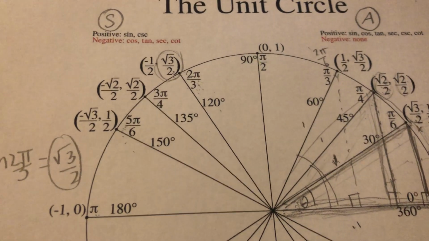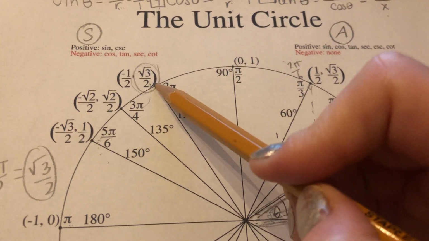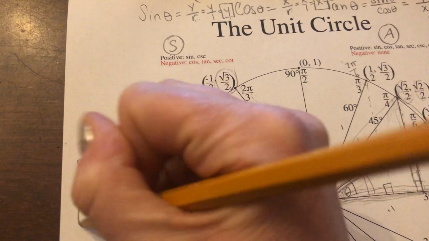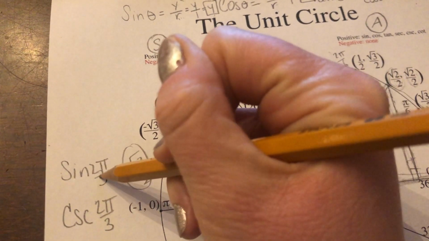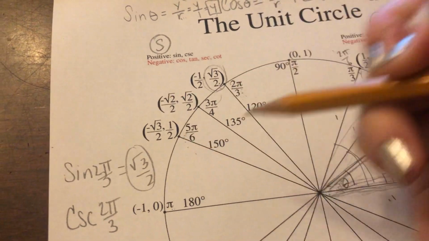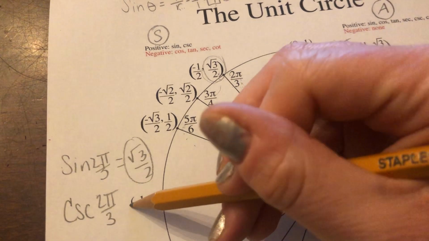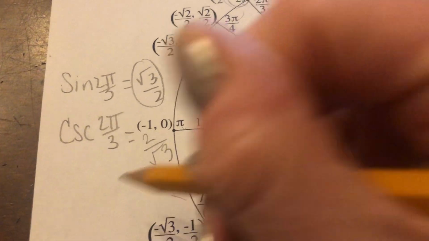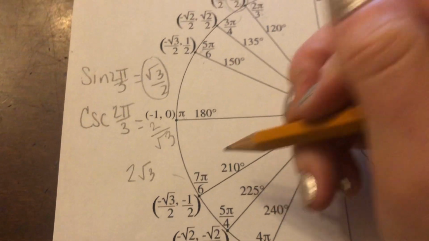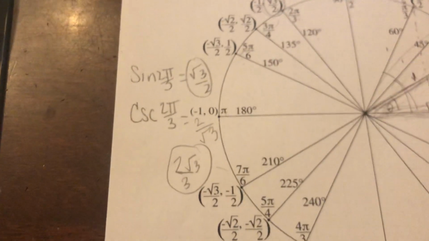Same thing goes if I want to find the other ones: secant, cosecant, cotangent. For example, if I said, what is my cosecant of 2 pi over 3? Well, cosecant is the reciprocal of sine, right? So if I want the reciprocal of sine, I would just flip it, and then my cosecant is going to be 2 over radical 3, which I would simplify to 2 radical 3 over 3, and that would be the simplified version.